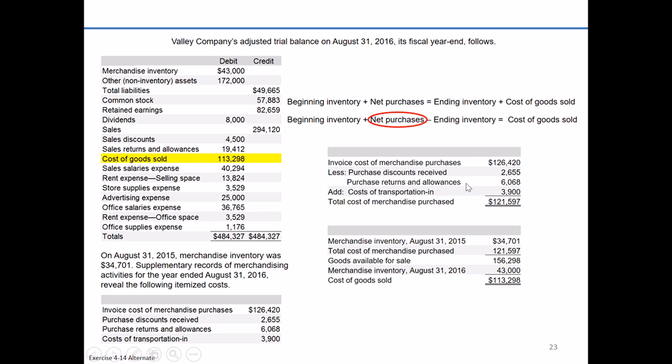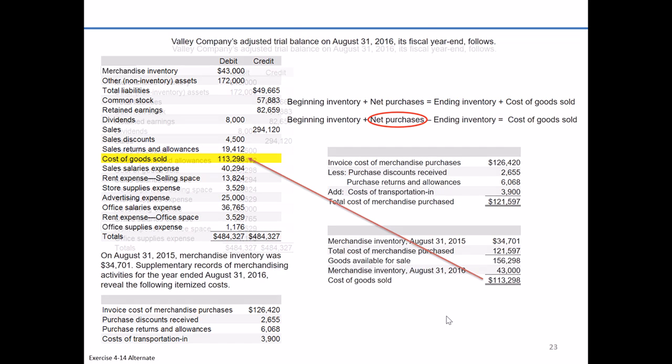So beginning inventory of $34,701 plus the total net cost of purchases that I just calculated of 121,597 equals total goods available for sale of 156,298. Just like I subtract out here, if I take out or subtract out ending inventory of 43,000 from that 156,298, I magically arrive at my same cost of goods sold total of 113,298. So it's good all the information from my records ends up agreeing.